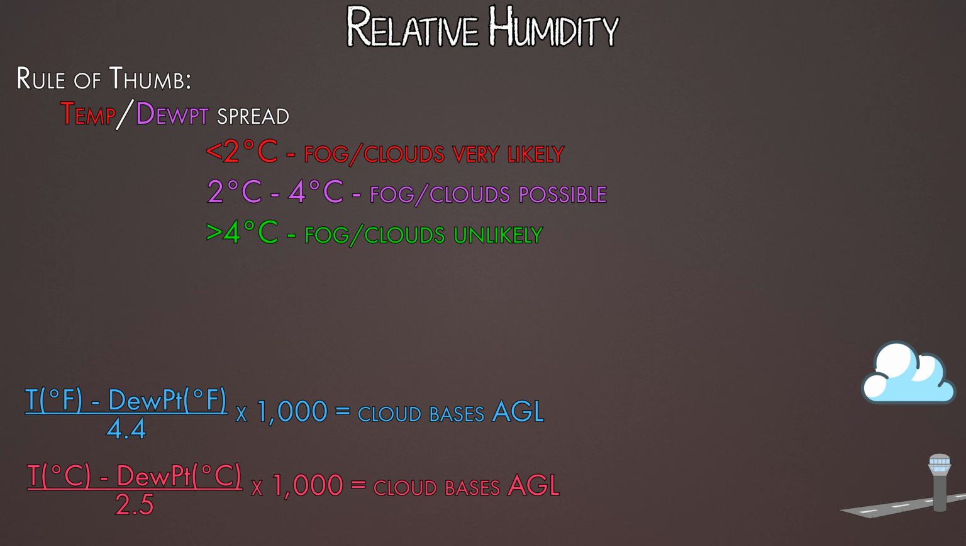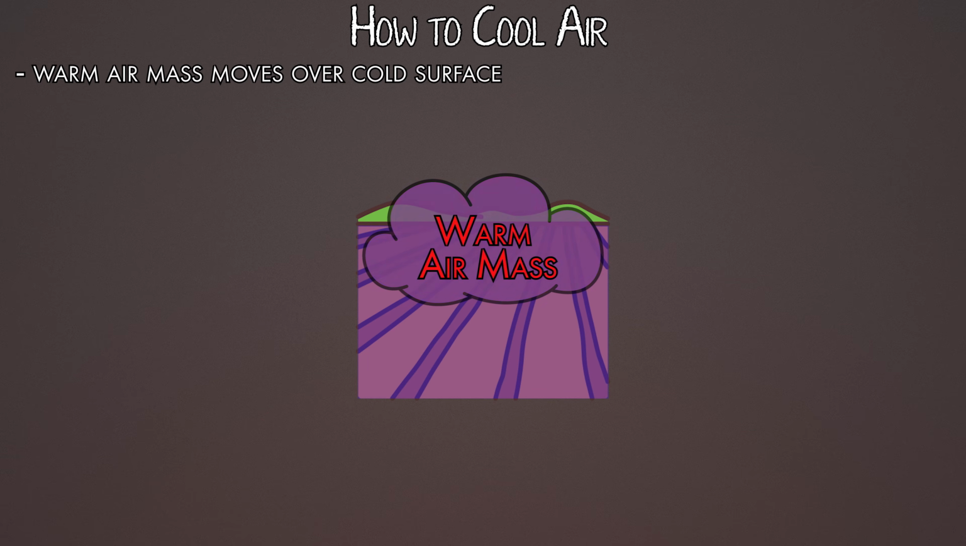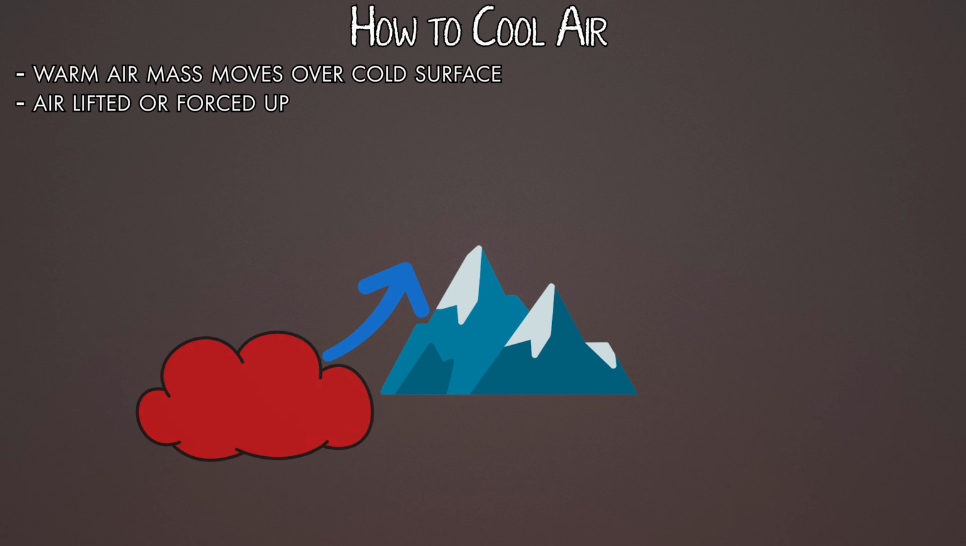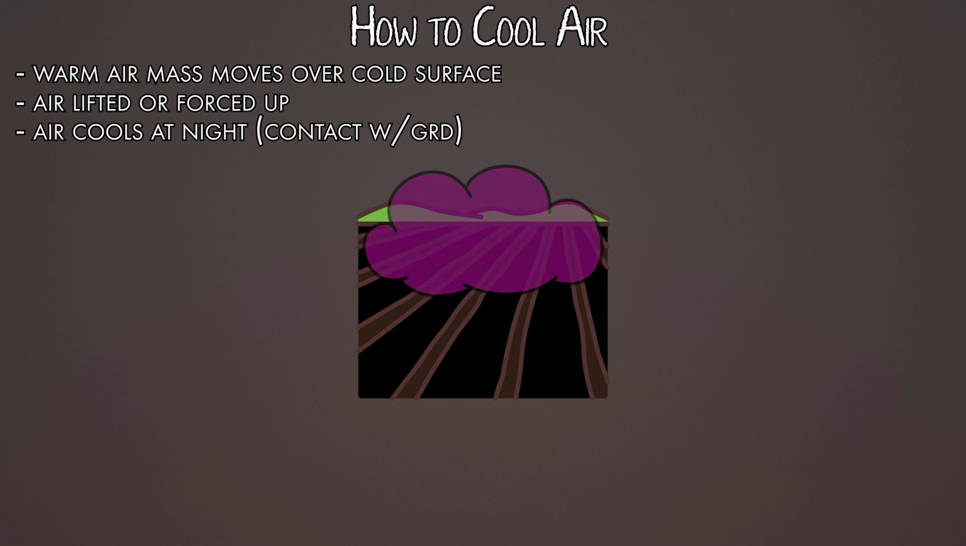Okay, so now we understand that we have to get the temperature cold enough to the dew point, and then we have visible moisture. So how do we cool air to get it to the dew point and condense out its visible moisture? Well, for one, we can have a warm air mass move over a cold surface. Air can also be lifted or forced to rise, or it can cool at night through contact with cooler ground.